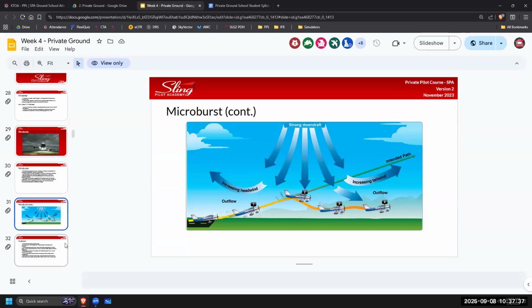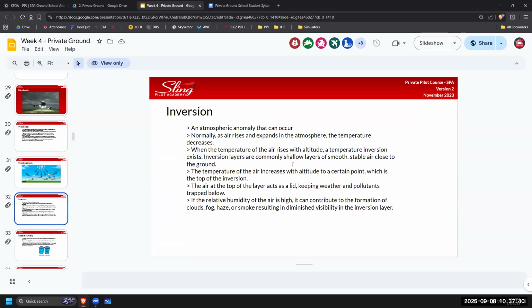Okay, inversion. I already talked about this a little bit. It's an anomaly that can occur. It actually occurs a lot here. I've experienced it many times flying, but we just talked about temperature decreasing normally as we increase in altitude. So when the temperature rises with altitude, it's called a temperature inversion. So it usually has shallow layers of smooth, stable air close to the ground. So it doesn't create turbulent conditions. It creates actually smooth, stable air.